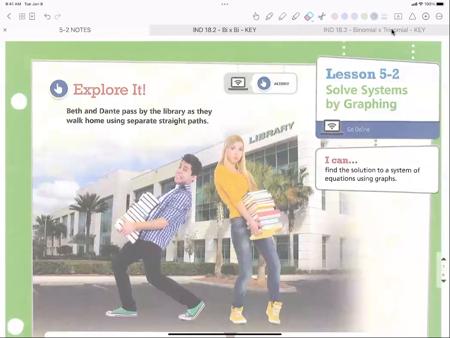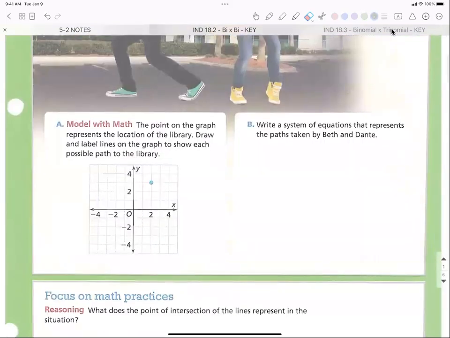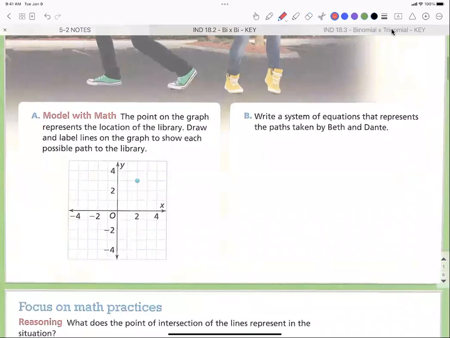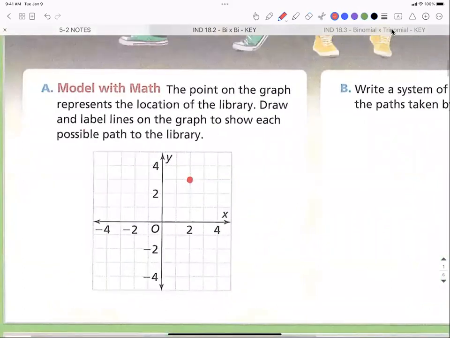All right. So this first page says that Beth and Dante pass by the library as they walk home using separate straight paths. And then it says the point on the graph represents the location of the library. So this point right here, you don't have to mark this. I'm just doing it so you can see what we're talking about. This right here is the library. Okay, that's what they're telling us. It says draw and label lines on the graph to show each possible path to the library.